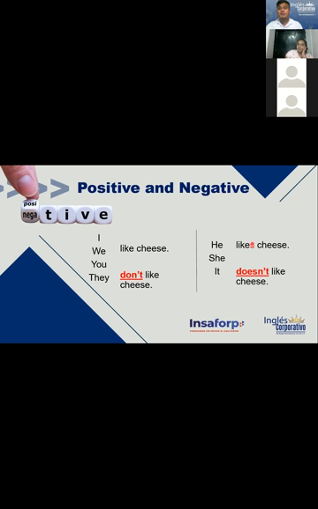Every single time when we want to create a positive sentence, only with the positive, using the third person in simple present, we will always have to modify the verb. Always, only in the third person.